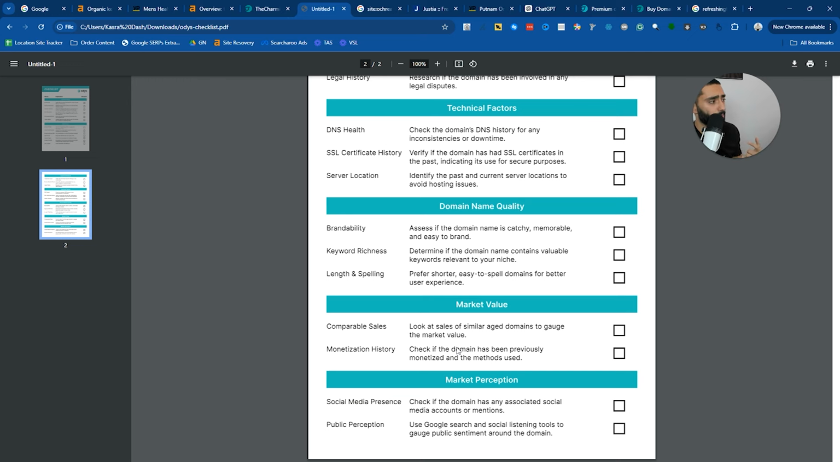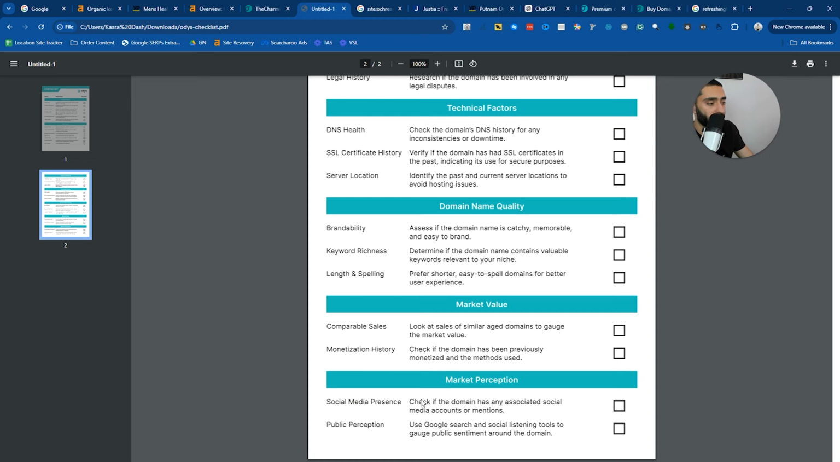Red flags would be if potentially they have been 301'd to another domain, and that other domain that was 301'd into is like a porn website or a CBD or something that's just not related to that domain. That's a massive red flag. So obviously just check for that.